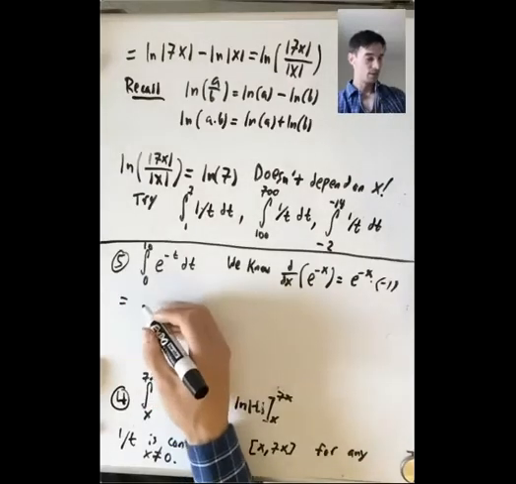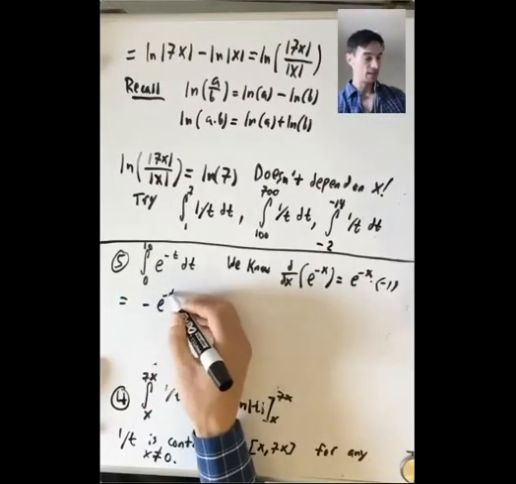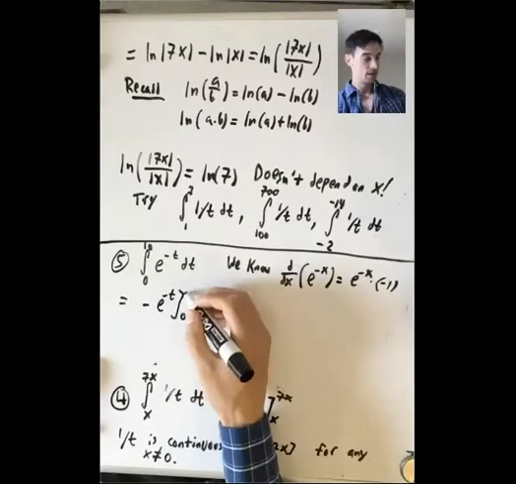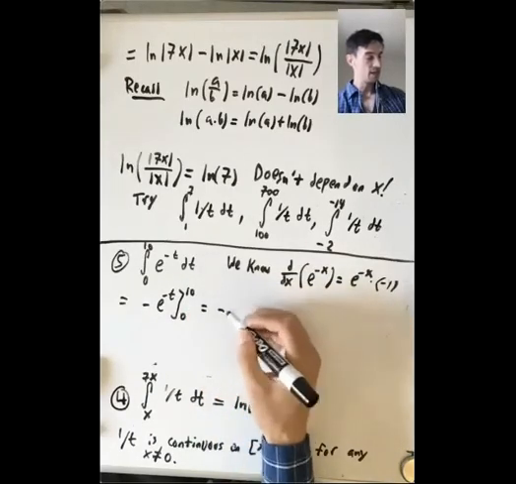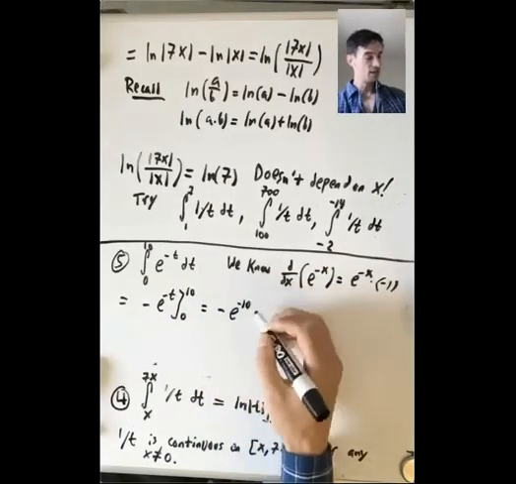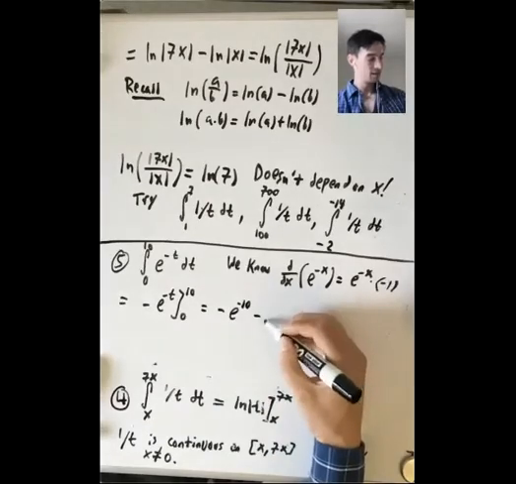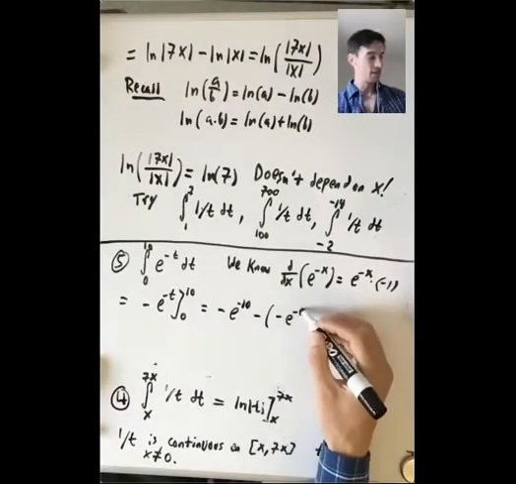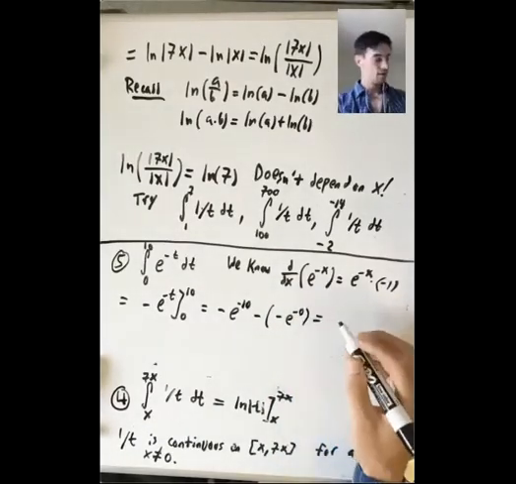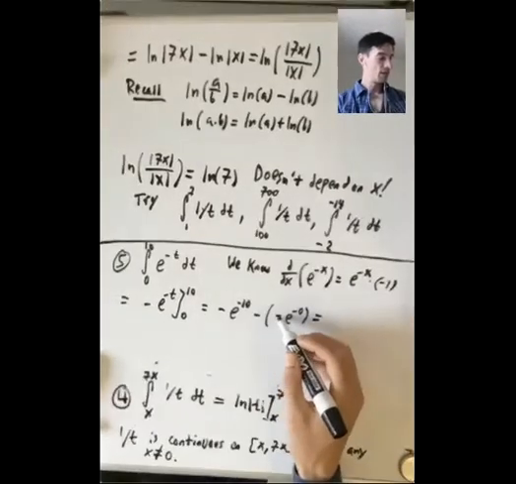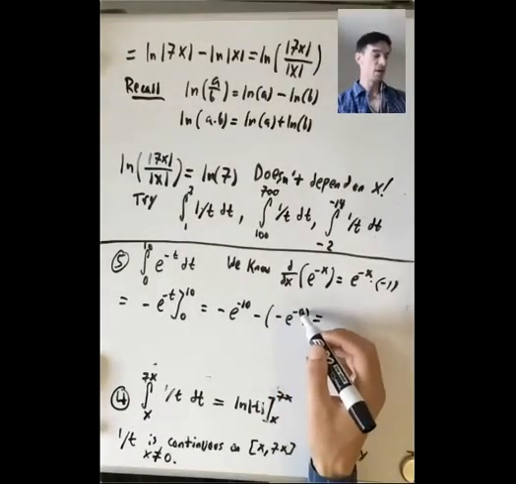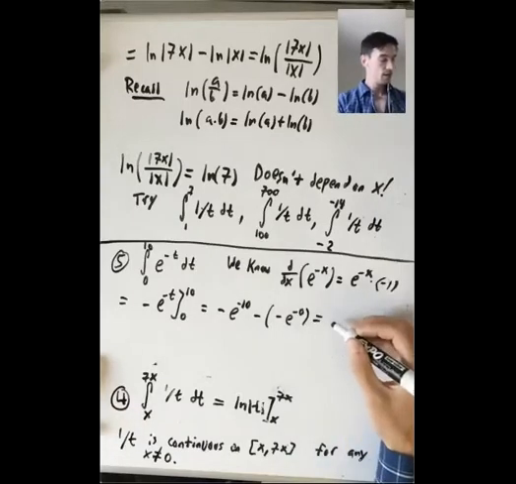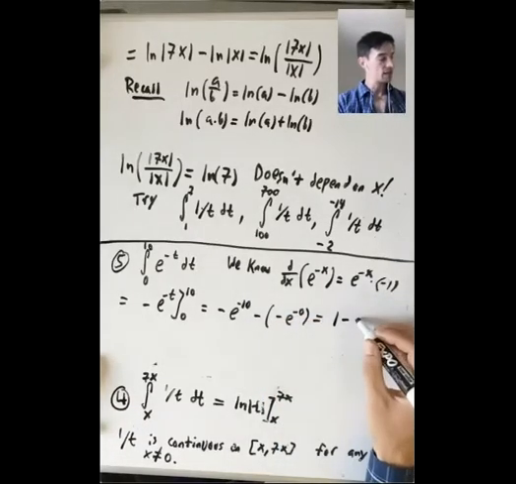So this is equal to minus e to the minus t evaluated from 0 to 10, which is minus e to the minus 10 minus minus e to the minus 0. What is that? Minus minus, we get a plus. e to the minus 0 is e to the 0, which is 1. This is just 1 minus e to the negative 10.